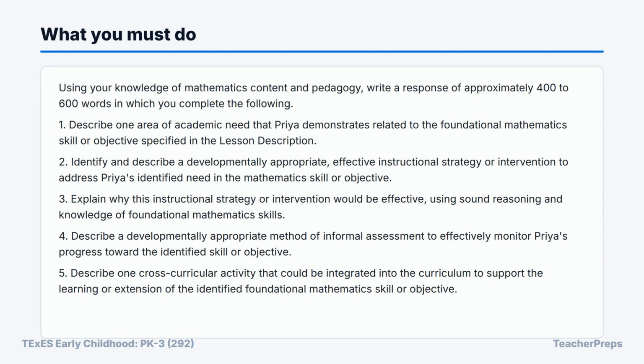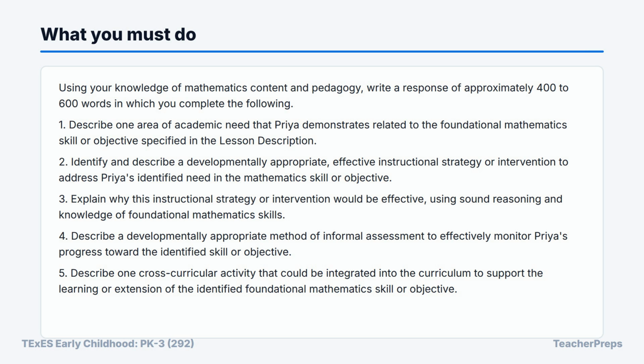And here is what you are asked to do. Using your knowledge of mathematics content and pedagogy, write a response of approximately 400 to 600 words in which you complete the following. 1. Describe one area of academic need that PRIA demonstrates related to the foundational mathematics skill or objective specified in the lesson description.